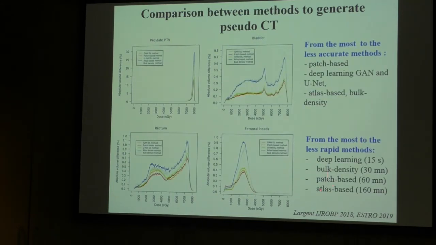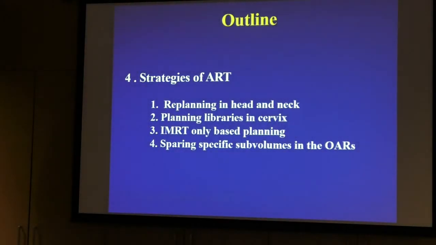At the same time, the calculation time, depending on the method, may be very different. The calculation time for the deep learning is less than 20 seconds. So very, very interesting, very clinically useful. This is something else we have done with Oscar. The last part is what you are doing with Eugenia, our collaborative work.